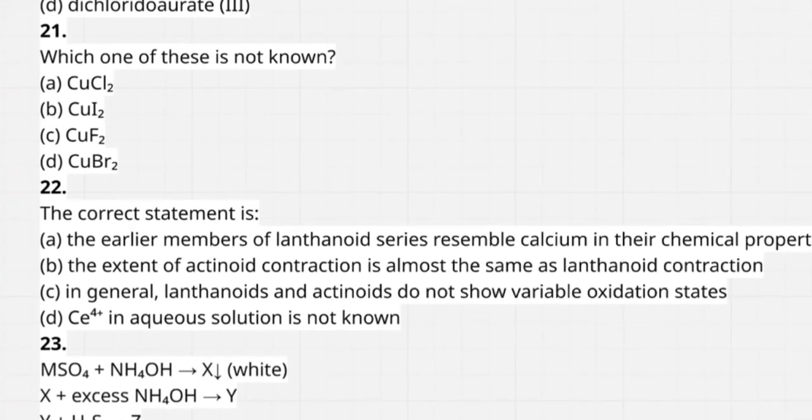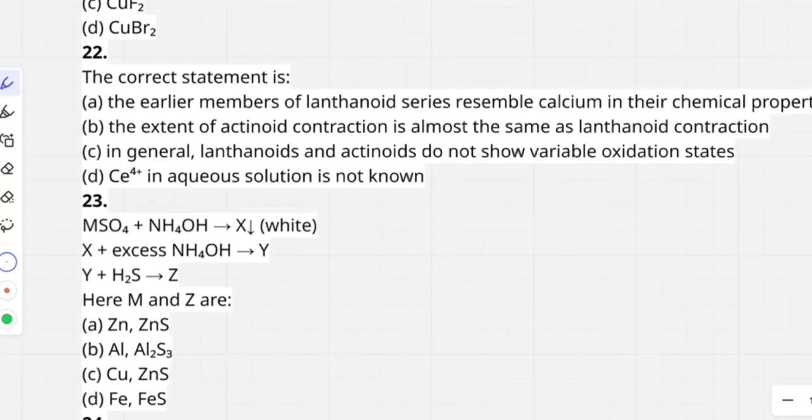Which one of these is not known? See here, copper is present in all the halides. Copper halides are all known except cupric iodide, which is not known because it is unstable. It undergoes dissociation to form cuprous iodide and iodine. So option B is the one not known, because it is unstable. Next, I move to question number 22.